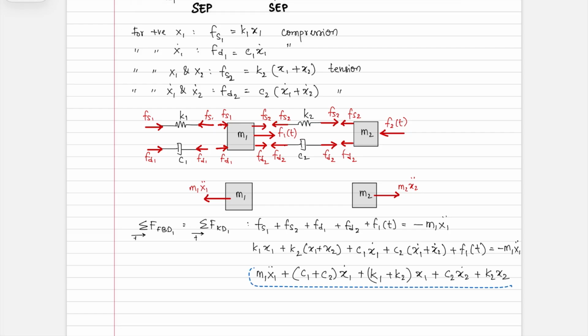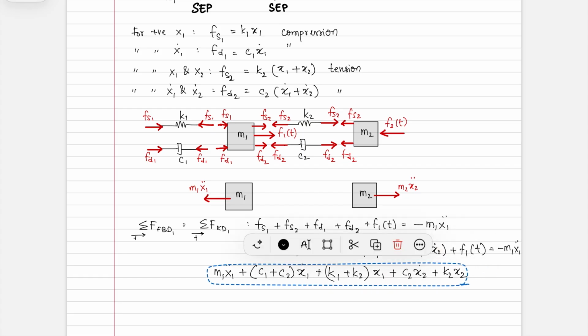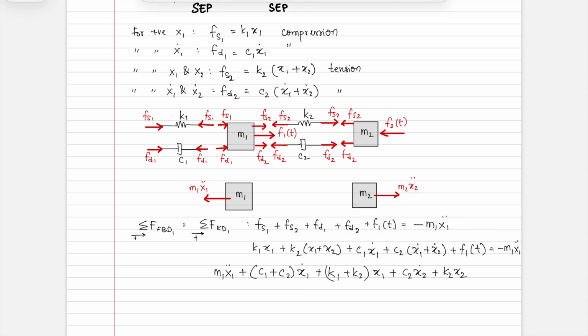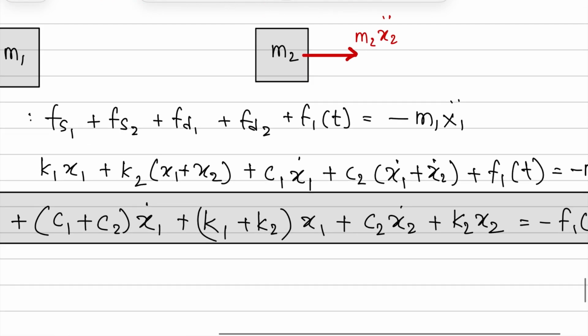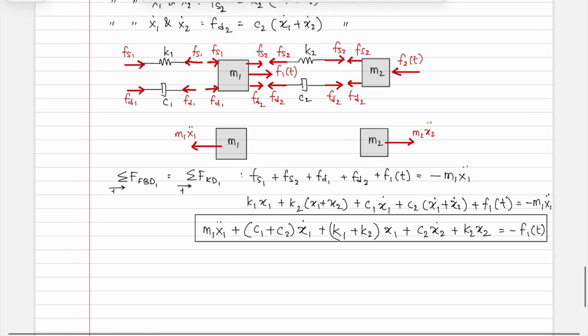Okay, so here I've captured all of the system parameters and variables, that is x1 and x2, and all the parameters m, c, k, and so on. And then on the right hand side, I will have minus f1 of t. This here is one equation of motion, because we did all of this for just the first block. You now have to do it for the second one.